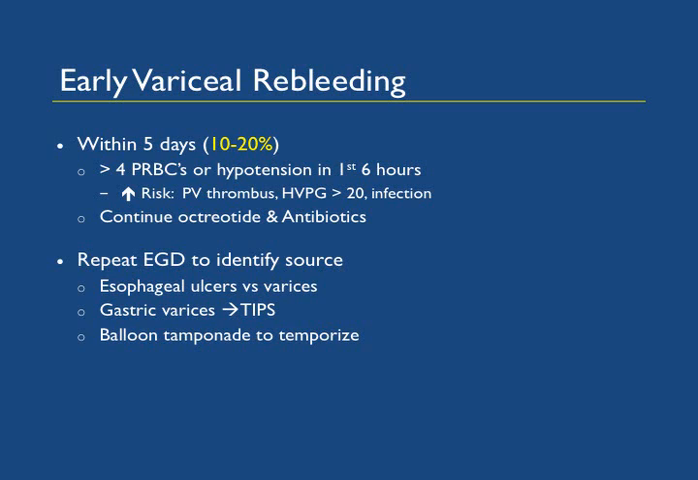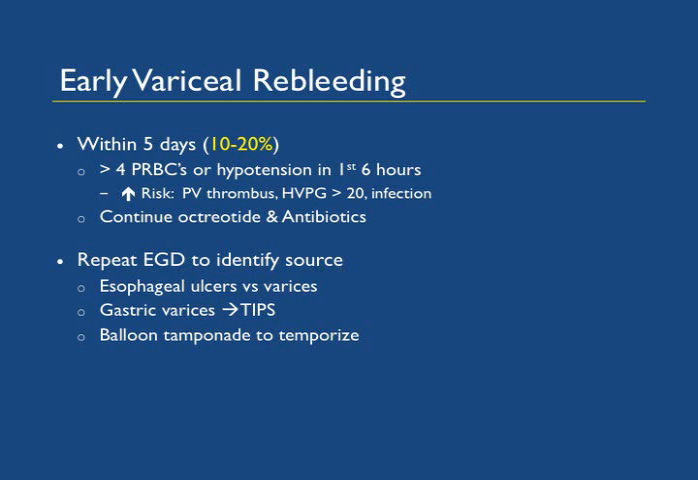During their hospitalization, 10 to 20% of patients with variceal bleeding will rebleed, and patients who have portal vein thrombus or have very high gradients or are actively infected are more likely to rebleed. In this scenario, it's recommended that the patient remain in a monitored setting, continue to receive octreotide and antibiotics, and undergo urgent repeat endoscopy. At that time, the source of the bleeding can be more specifically identified as to whether it's due to esophageal ulceration from prior band ligation or sclerotherapy, or recurrent bleeding from esophageal varices.